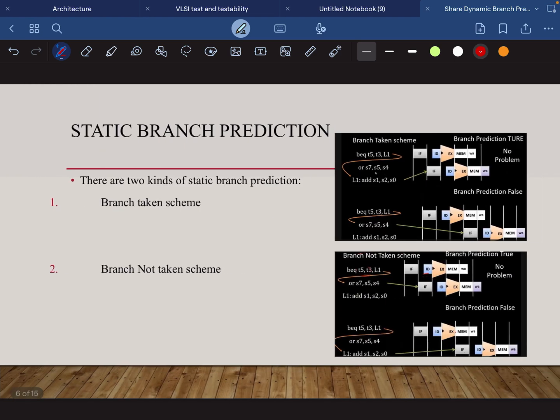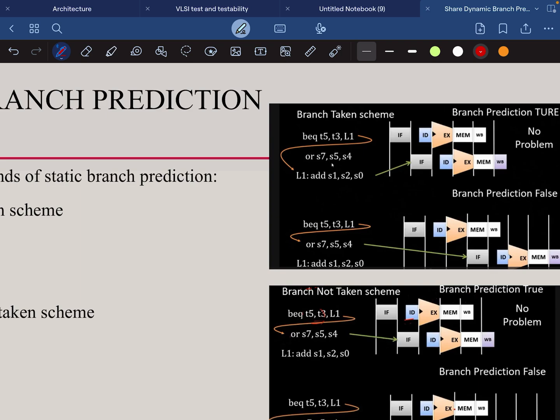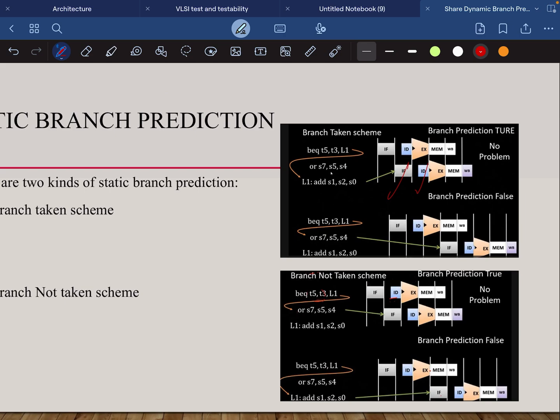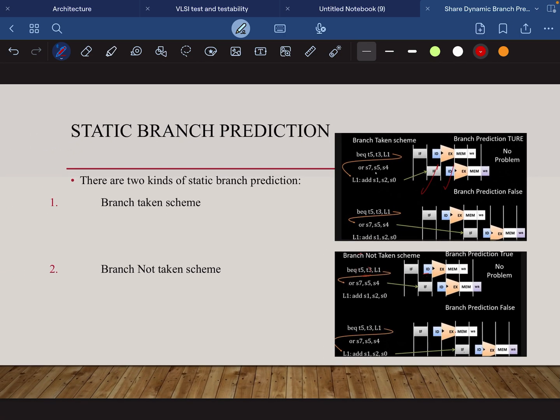So the first is static branch prediction. As the name suggests, in static branch prediction the branch is always taken or it is always not taken. You can see in this slide, the first is the branch taken scheme. In this scheme, it is always predicted that the branch is true. If it is true, there is no problem. Else, if it is not true, the instruction which was fetched has to be flushed, and then it has to be refetched again. So that is one of the schemes, and the next scheme is the branch not taken scheme.